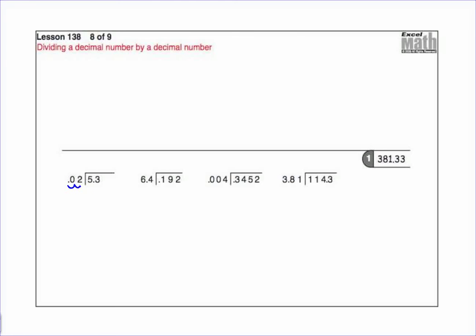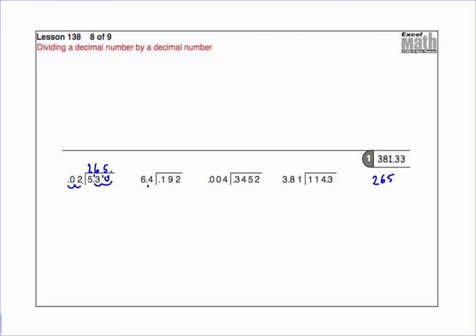First one here, move it over 2 spots. You got to move this over 2 spots, which means we need a 0 in there. Decimal point's going to be right there. 2 goes into 5 2 times, remainder 1. 2 goes into 13 6 times, remainder 1. And 2 goes into 10 5 times. 265 is that answer. There's really no decimal point in it.